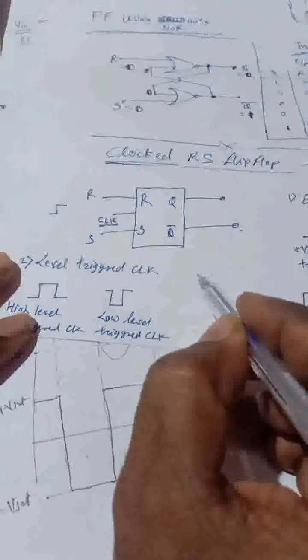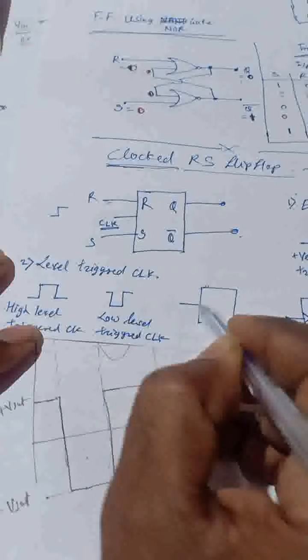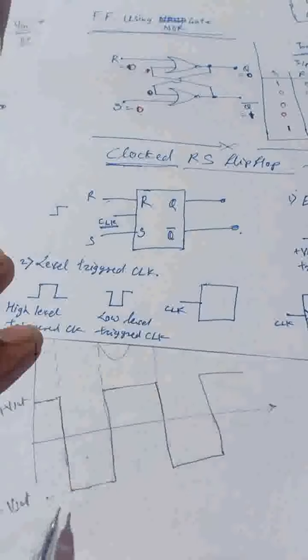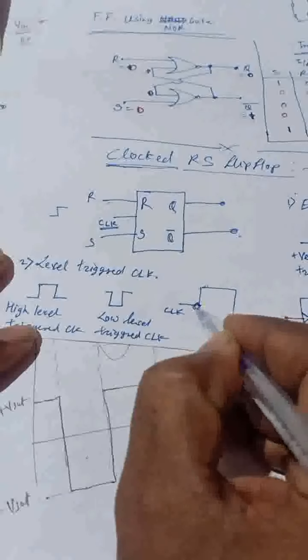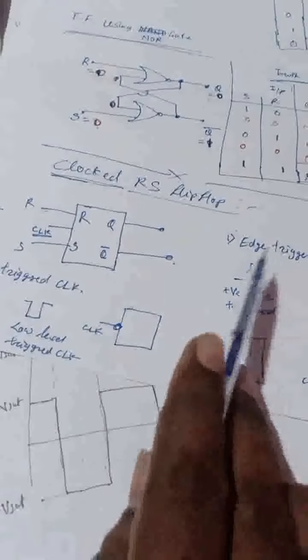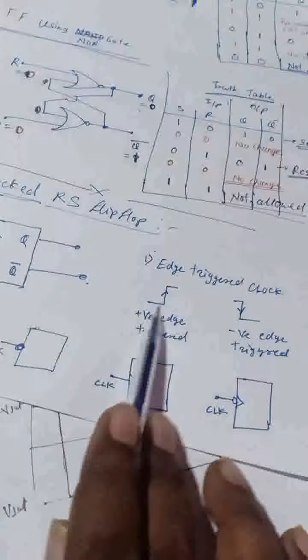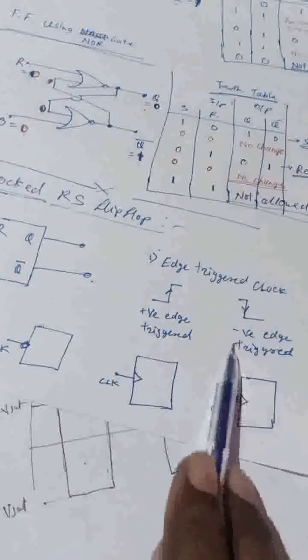So high level is shown like this, and low level is shown by the inverter. These are the two types of clocks, edge triggered and level triggered. In edge triggered, the positive edge triggers and is indicated like this. The falling edge is called the negative edge triggered clock, and this is the level triggered. So these are the two types of clocks.